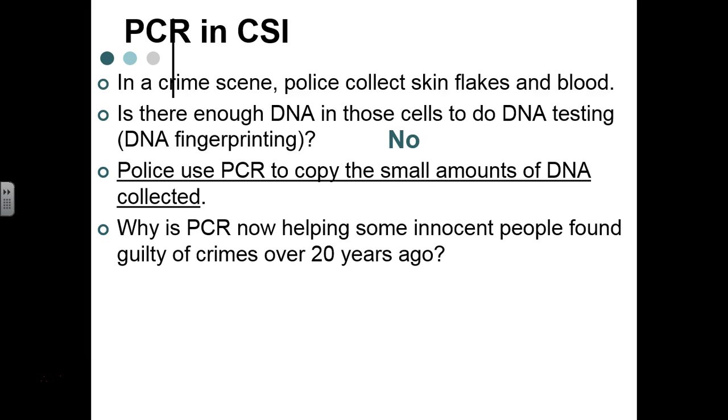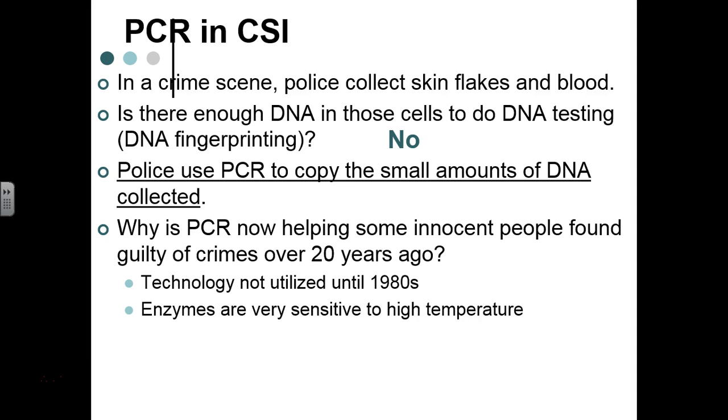So why is PCR now helping some innocent people found guilty over 20 years ago? Because the technology was not used until the 1980s. So if there wasn't much DNA left behind, police weren't able to identify suspects. But if there were samples of DNA that have been stored properly, they've not degraded, they've not been oxidized, then that sampling can still happen.